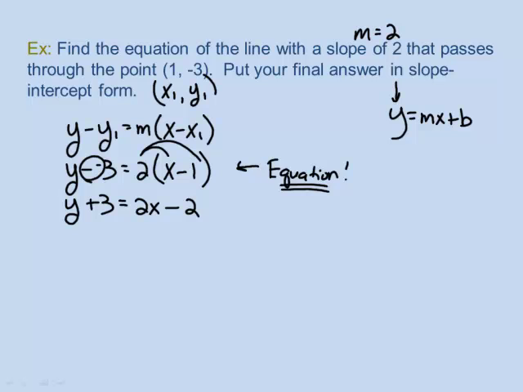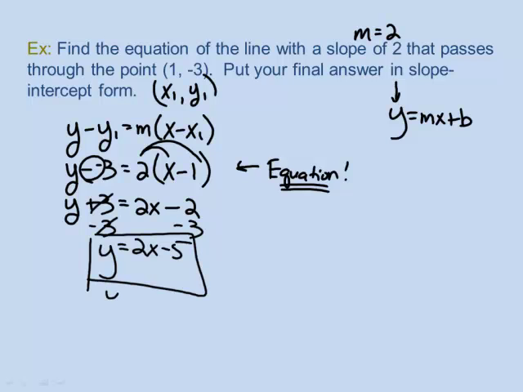Again, we're trying to get this in slope-intercept form, so I need to not add, but subtract 3 from both sides, and y is now isolated where y is equal to 2x minus 5. That is slope-intercept form, y equals mx plus b. And that would be our final answer for that problem.